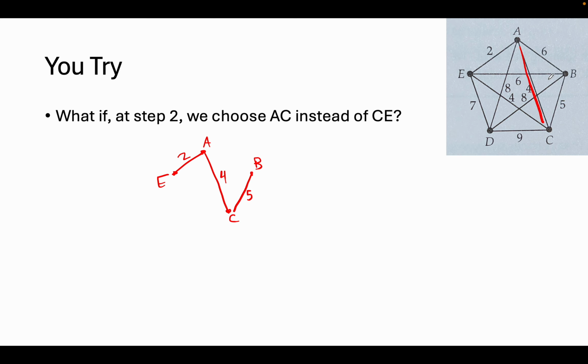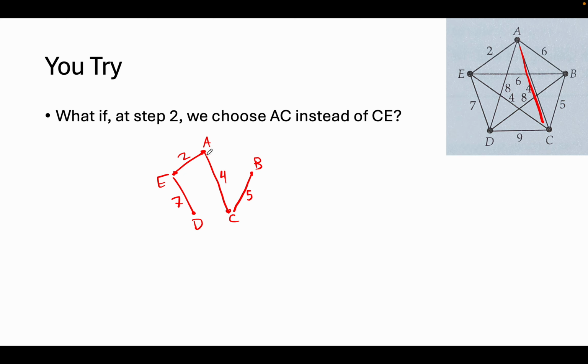And then, do we choose one of the 6s? Let's see, AB would make a cycle. EB would also make a cycle, so no. So then 7, ED. A, B, C, D, E. We've got our tree.